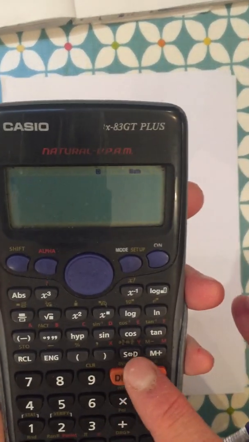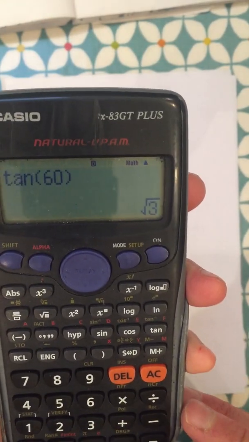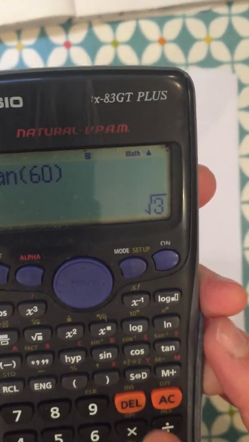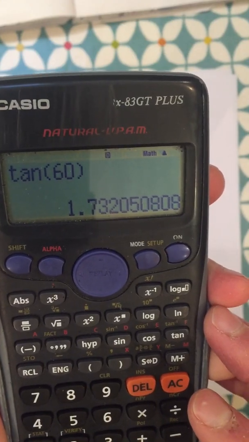Tan 60, you just go tan 60, close bracket, press equals, root 3 comes up, I want it in decimals, 1.7321.